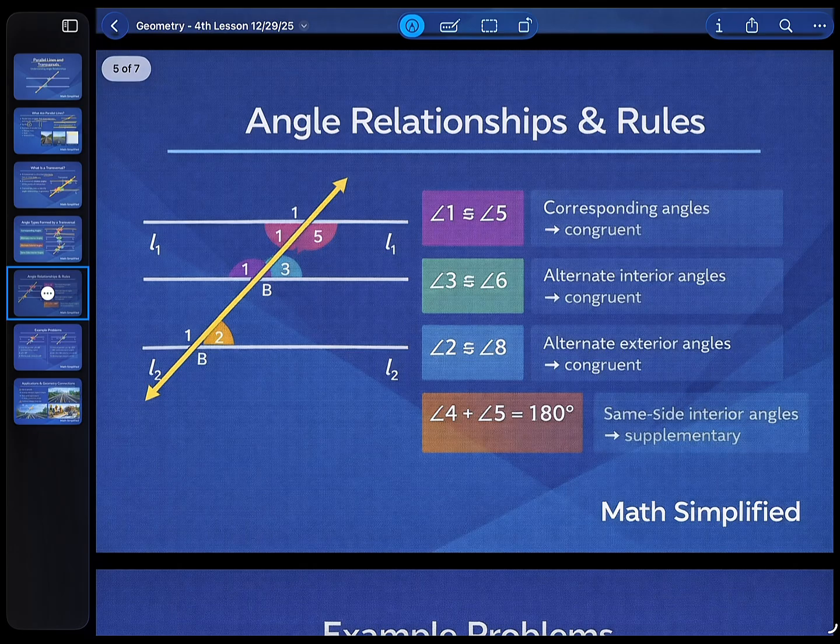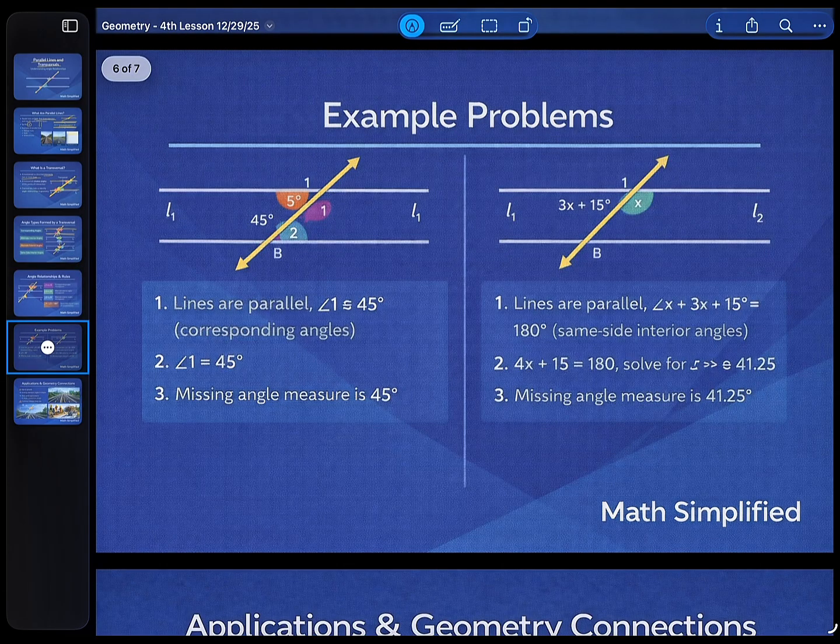So here we see 1 and 5 are corresponding angles. Then 3 and 6 are alternate interior angles. So just imagine it as something like there. And then 2 and 8 are alternate exterior. So you could just say 2 here, and then 8 would be up here, in number 1. Then afterwards, 4 and 5, they're supplementary angles. So just imagine 1 and 5 being supplementary since they add up to 180.